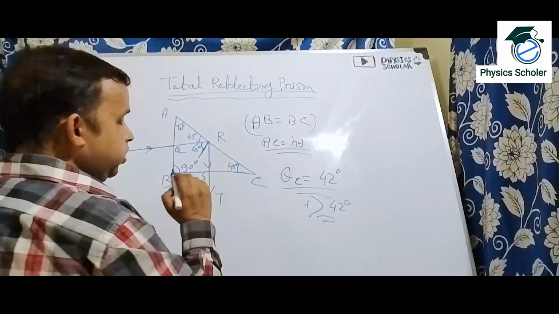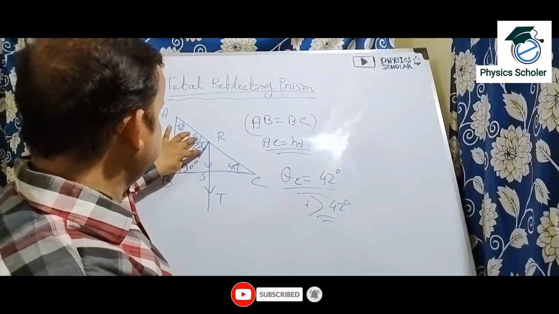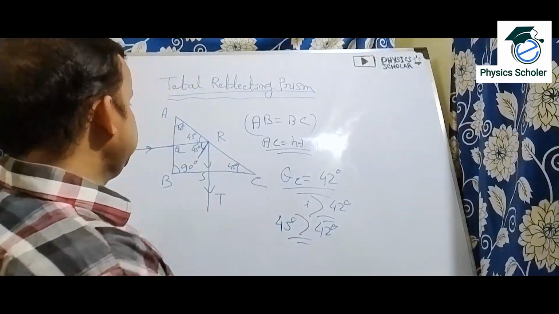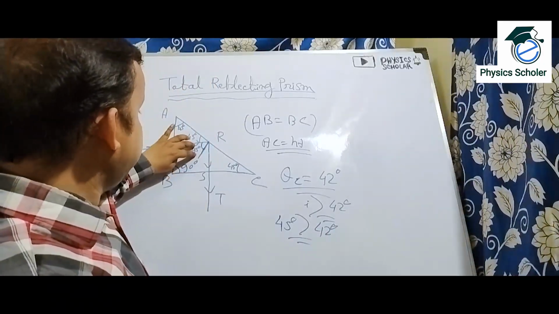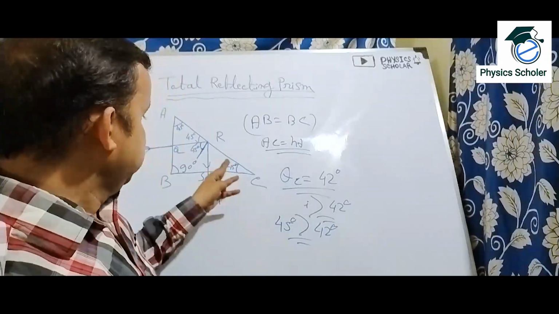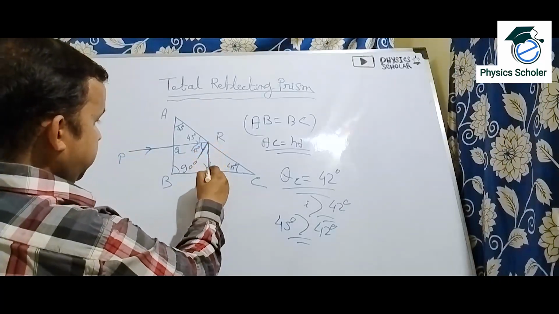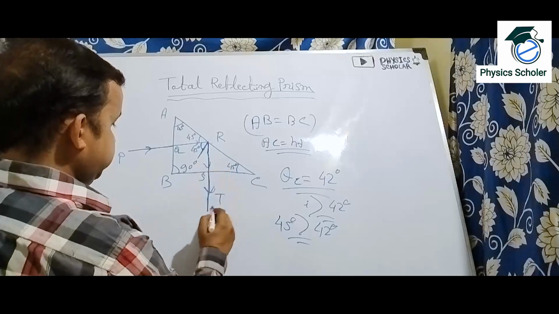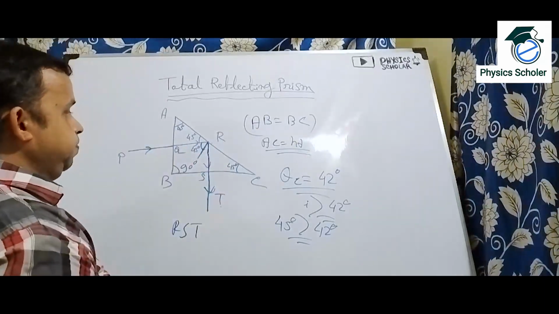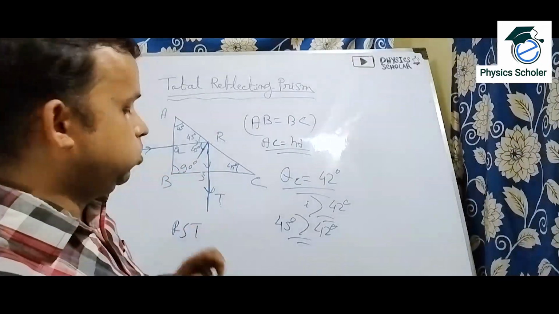The total internal reflection will take place, so it will not be refracted to the air medium. Here the angle is 45 degree, and 45 degree is greater than 42 degree. That means the angle of incidence at this point R is greater than the critical angle with respect to air. So that's why the total internal reflection will take place, and the ray will pass through this path, the RST path. It will move straight away to the air medium, incident perpendicularly, and come straight out into the air medium.